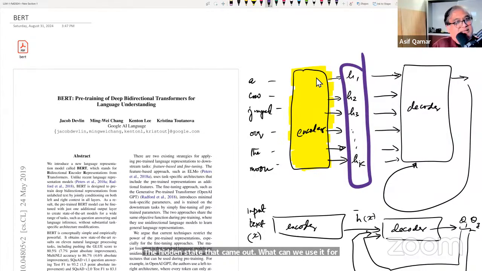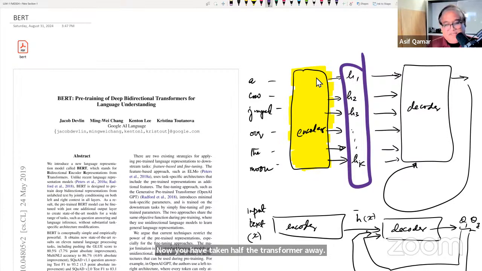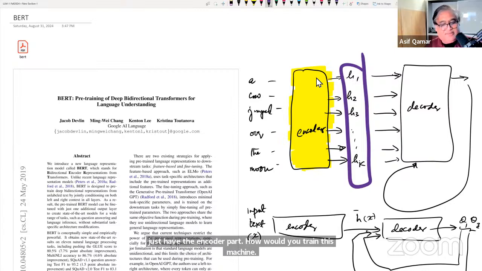Are we together? But then there is a question: if I remove the decoder, how do you train just the encoder itself? Now you have taken half the transformer away. You just have the encoder part. How would you train this machine? So that is what this paper is about.